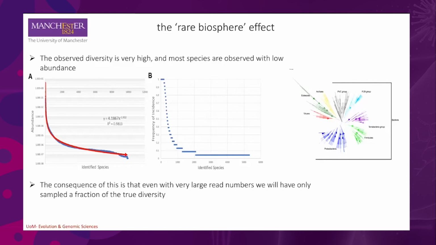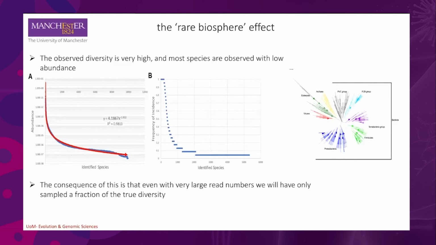This can be described as a power law distribution in our data. If we graph the identified species on the x-axis and the relative abundance of those species on the y-axis, what we see is a very narrow subset of species that are observed with high relative abundance, and many different species that are observed with low relative abundance. This also holds for the frequency of detection of these species.